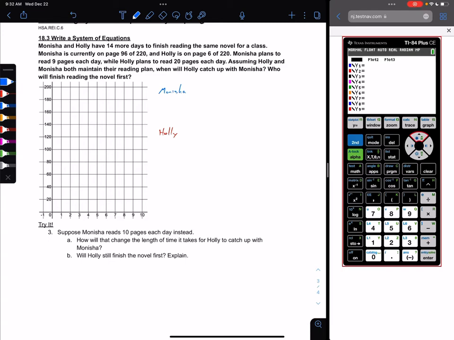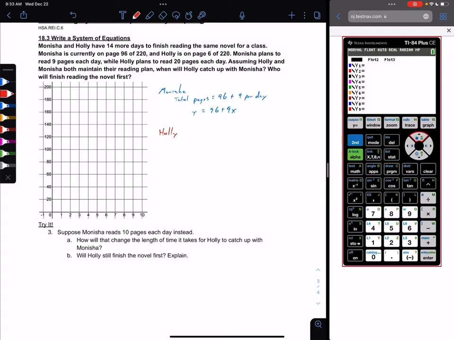Assuming Holly and Monisha both maintain their reading plan, when will Holly catch up with Monisha? Who will finish reading the novel first? All right, so Monisha, we know that her total pages, we'll call that our y, is going to be equal to 96, because that's where we're starting, plus what is she reading? 9 pages per day, plus 9 per day. So we can say it is 96 plus 9x, x being each day.